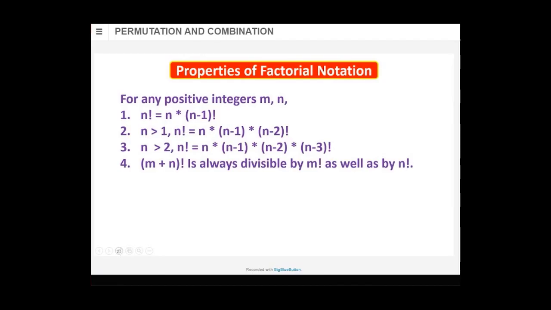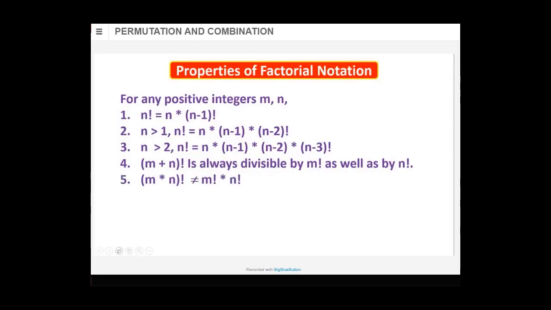Fourth, m plus n factorial is always divisible by m factorial as well as by n factorial. I hope you're getting what I'm saying. Suppose we say 4 plus 5 factorial, that is 9 factorial. It will be divisible by m factorial as well as by n factorial. Assume m to be 4 and n to be 5. So 4 plus 5 is 9, so 9 factorial will be divisible by 4 factorial, or 9 factorial is even divisible by 5 factorial also.